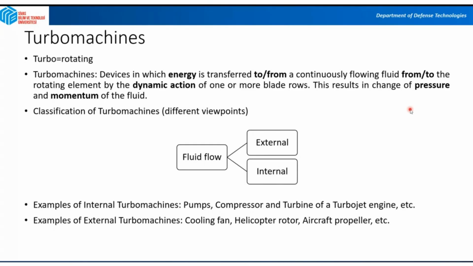Based on this, we can classify turbomachines from different viewpoints. First of all, you can have an external flow or an internal flow turbomachine. Some examples of the internal flow turbomachines are pumps, compressors and turbines of a turbojet engine, etc. And the external turbomachines are like cooling fans, helicopter rotors, and aircraft propellers. So I guess you're familiar with some of these machines.